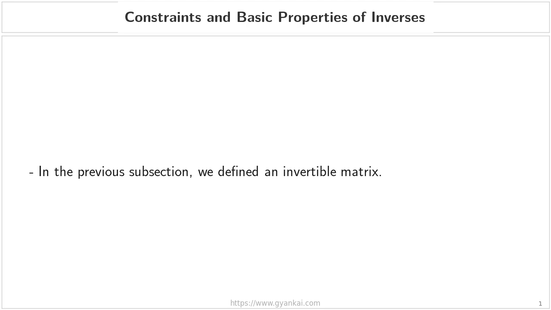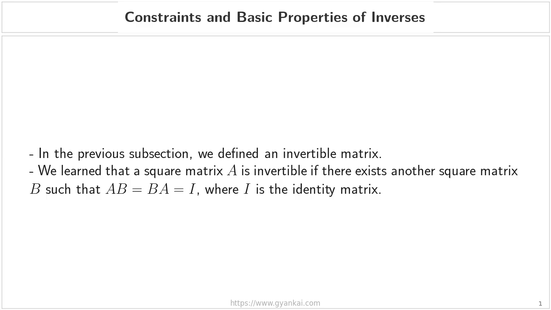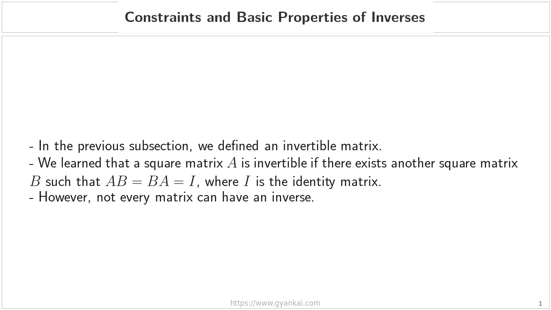Hello, everyone. To begin today's session, let's first look back at what we covered in the previous subsection, where we introduced the concept of an invertible matrix. As a reminder, we established that a square matrix A is considered invertible if there exists another square matrix B such that when we multiply A by B or B by A, the result is always the identity matrix, denoted as I. Now, it is important to realize that this is not a universal rule for all matrices. In fact, not every matrix possesses an inverse.